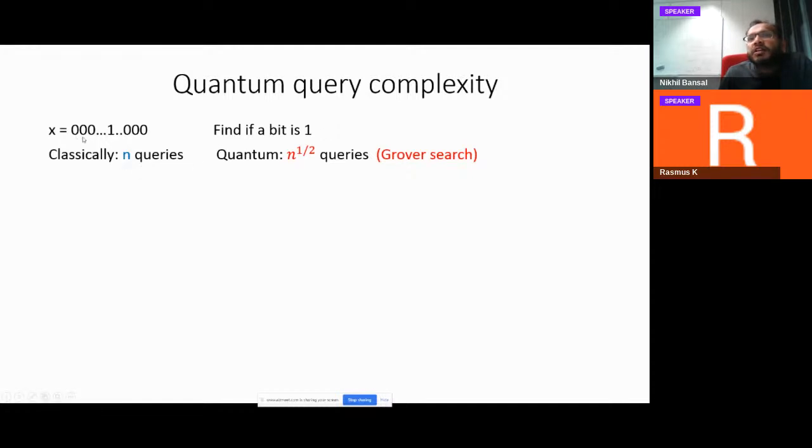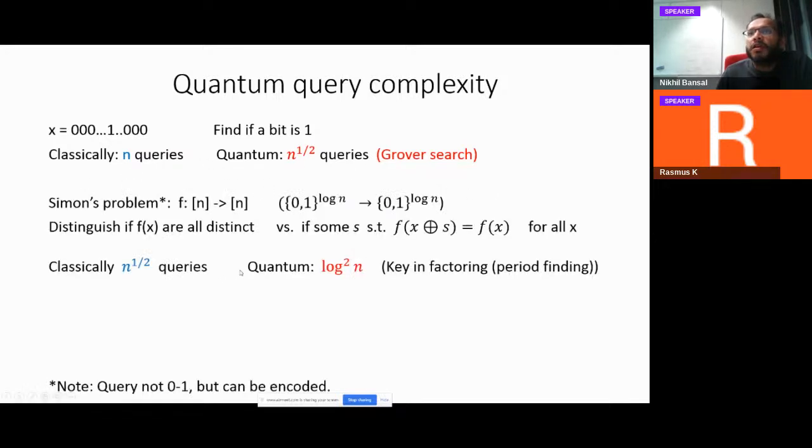And classically, you would need n queries to figure this out, right? You have to see every location to figure out if there is a 1 somewhere or not. But in the quantum world, you can do this with about square root n queries, and this is also tight. And this is the famous Grover search, which probably everybody has heard about. Okay, so here the improvement is from n to square root n.